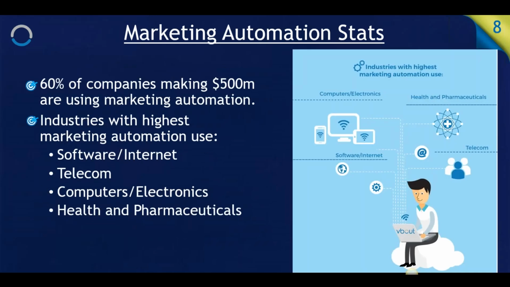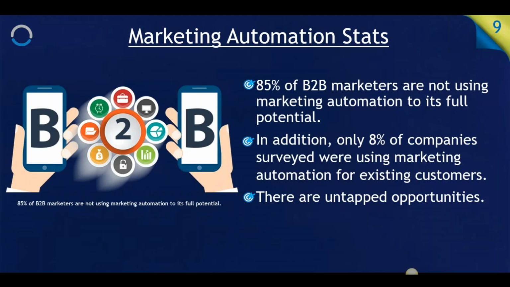So 60% of companies making more than 500 million in revenue are using marketing automation. The industries that are using it the most are software and internet, which is the case in most of our subscribers to this webinar, I think. Telecom companies, computer electronics, and then you have health and pharmaceutical. They've been leveraging this technology to the highest.